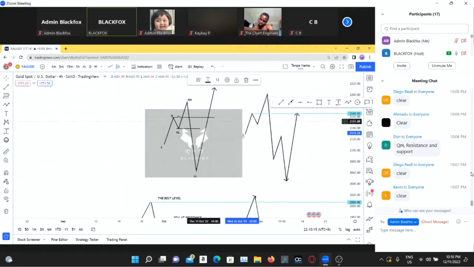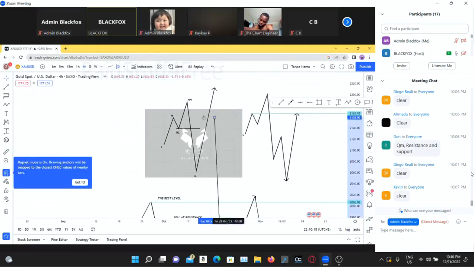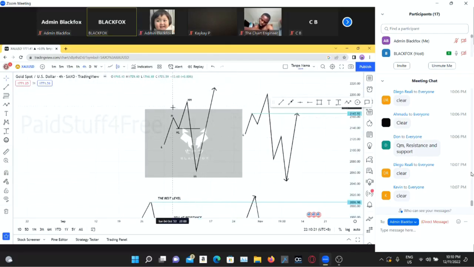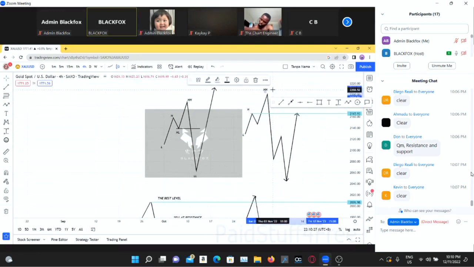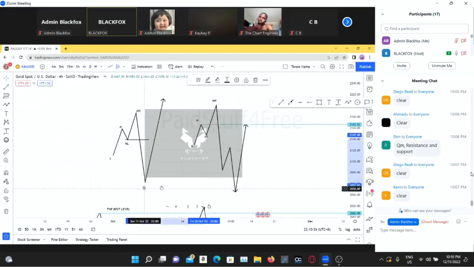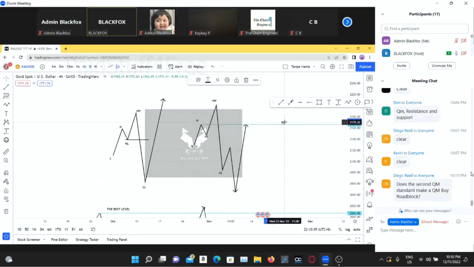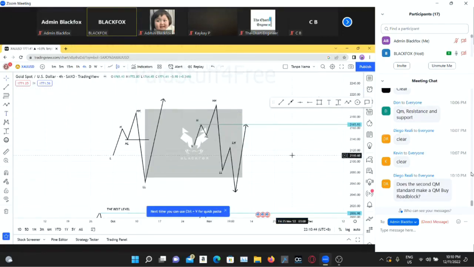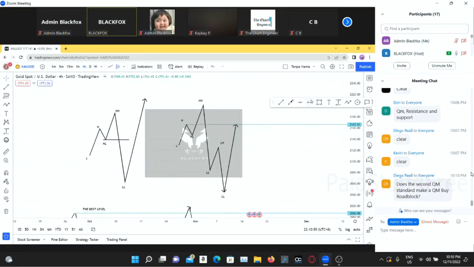So I mark this one low. Up. High. High. Then high. Lower low. Lower high. Lower low. So first breakout, second breakout.